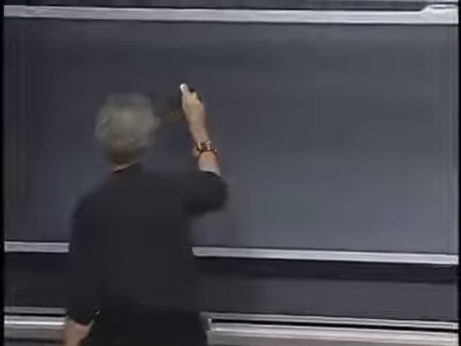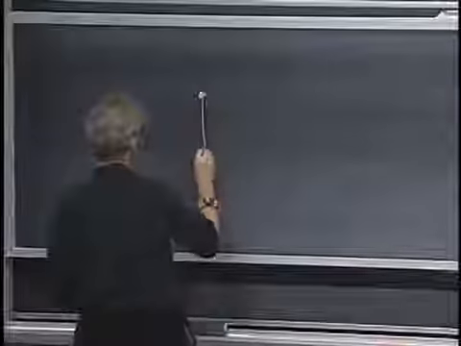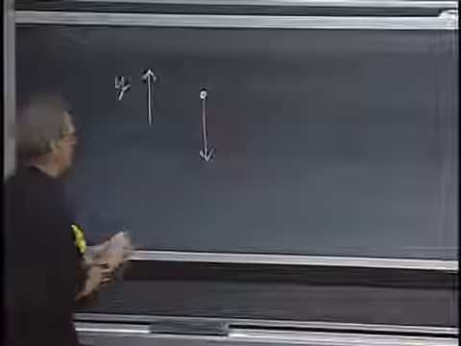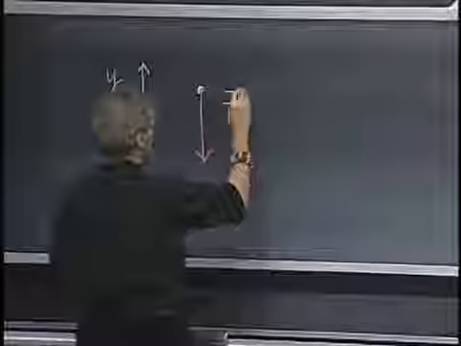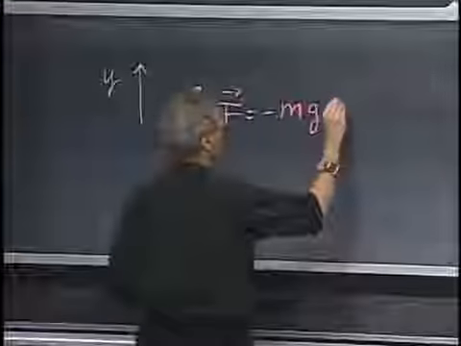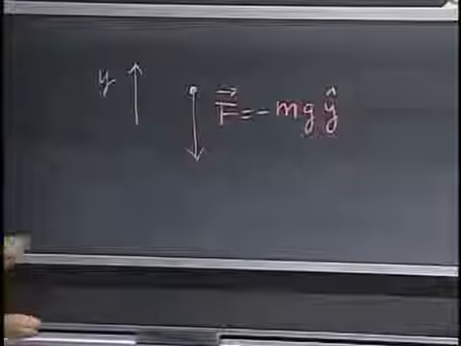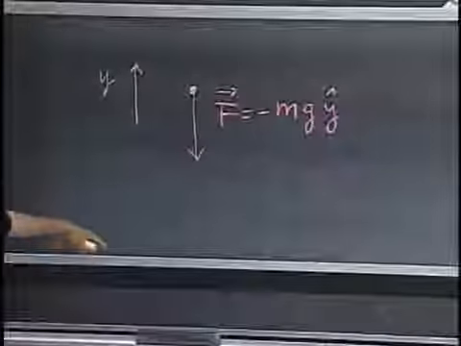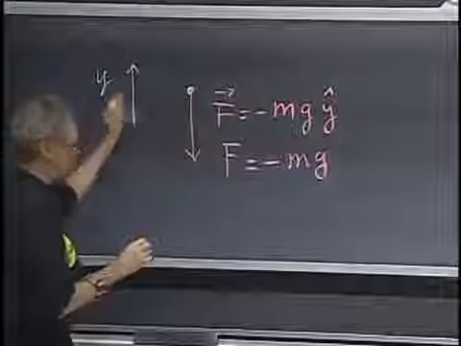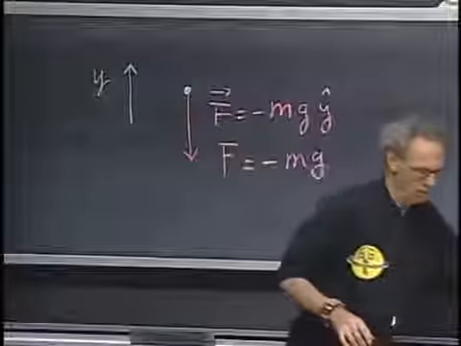If I have an object, mass m in a gravitational field, the gravitational force is in this direction. If this is my increasing value of y, then this force, vectorially written, equals minus mg y roof. Since this is a one-dimensional problem, we will often simply write F equals minus mg. This minus sign is important because that's the increasing value of y.